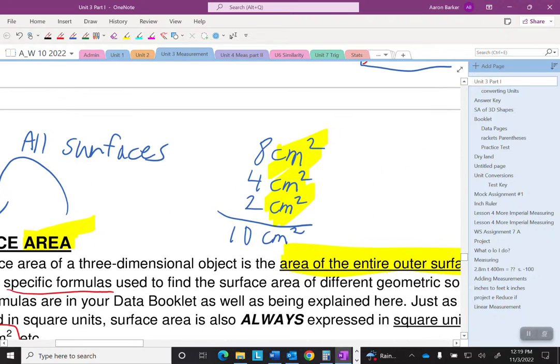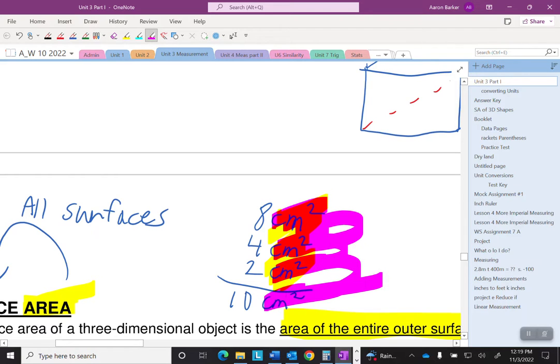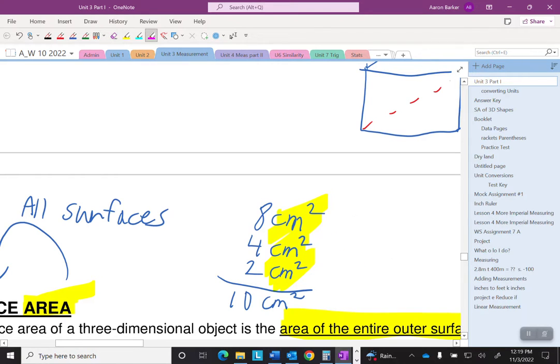Okay. If we have one rectangle that's 8 centimeters squared, another that's 4 centimeters squared, and one that's 2 centimeters squared, what we'll do at the very end is we'll just add them all up, and we're allowed to do that because of the units being the same. So that theme has been similar now for 3 classes. We have centimeter squared, centimeter squared, centimeter squared, centimeter squared. Only when we have the same units can we add them up.